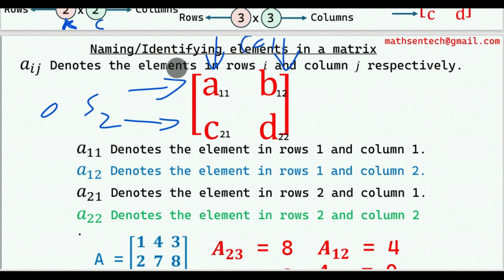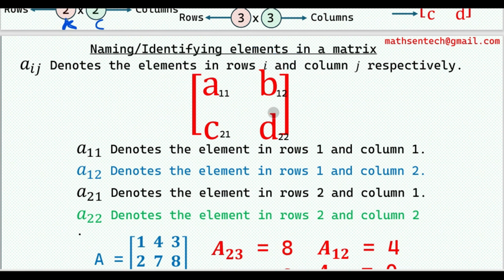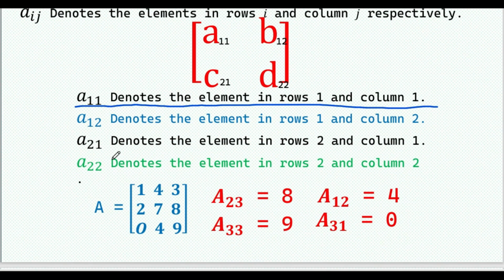It's very important for you to get that. I've taken my time so you can pause the video and go through these elements here, to know which row and which column our elements are in. Let's go to the next part.